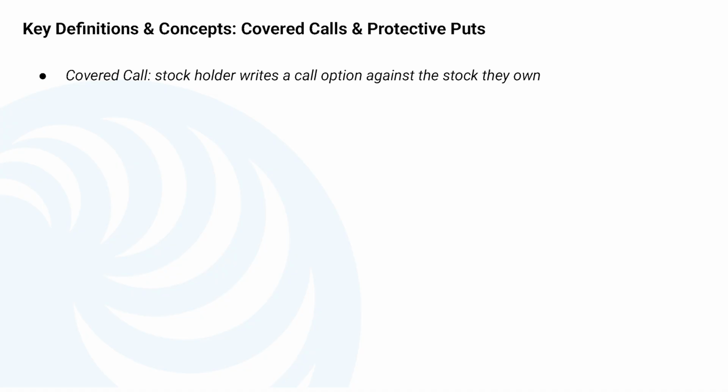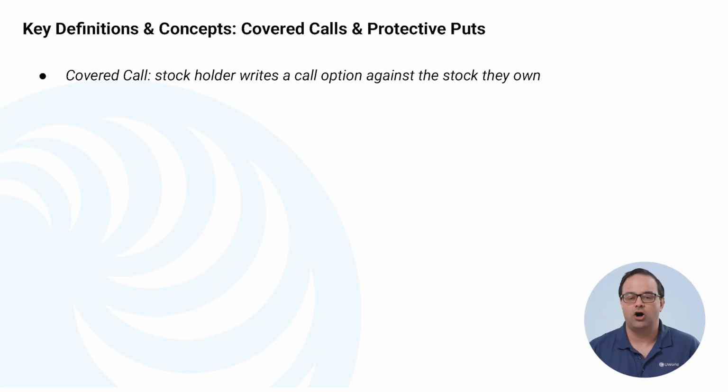It, however, caps their upside, given that if the stock were to rise above the strike on the call that they wrote, the gains on their underlying shares would be offset by the gains for the call holder that would be long the position that they are short.